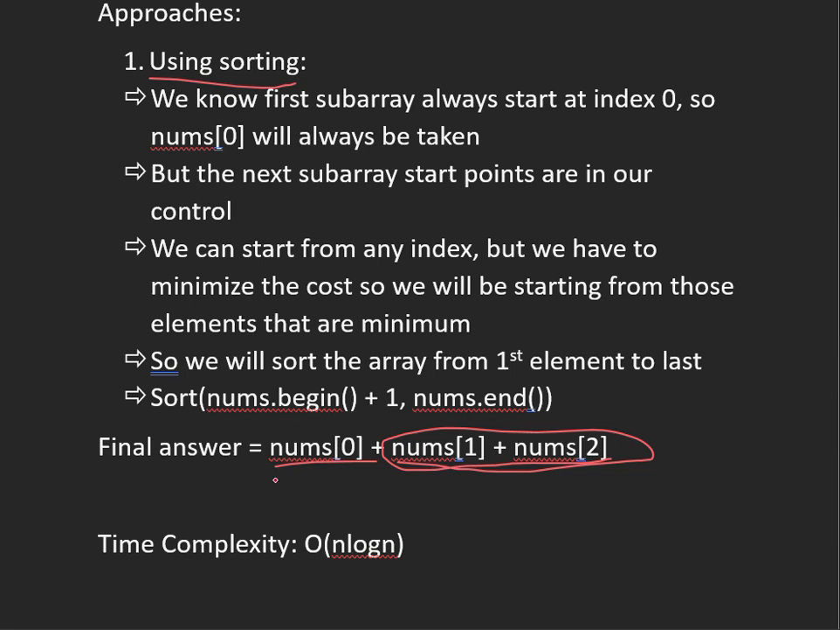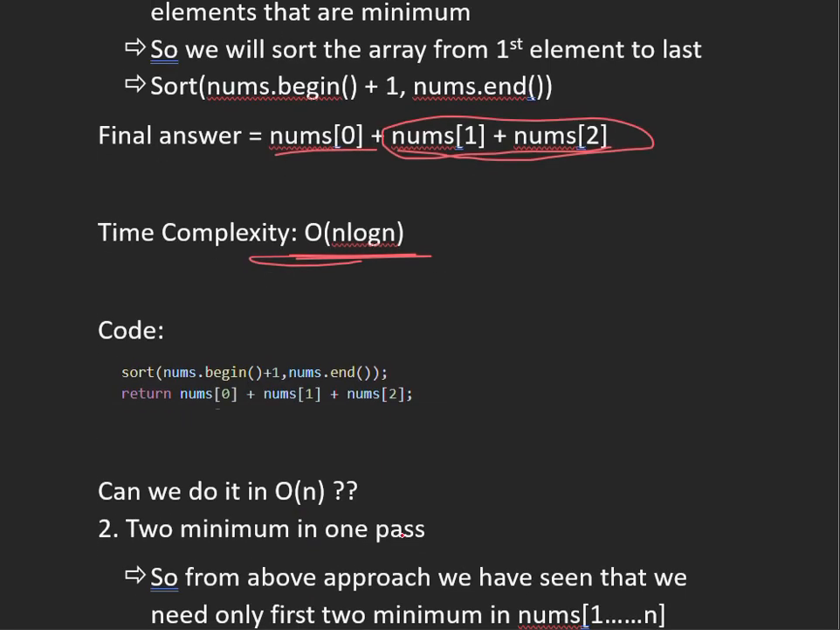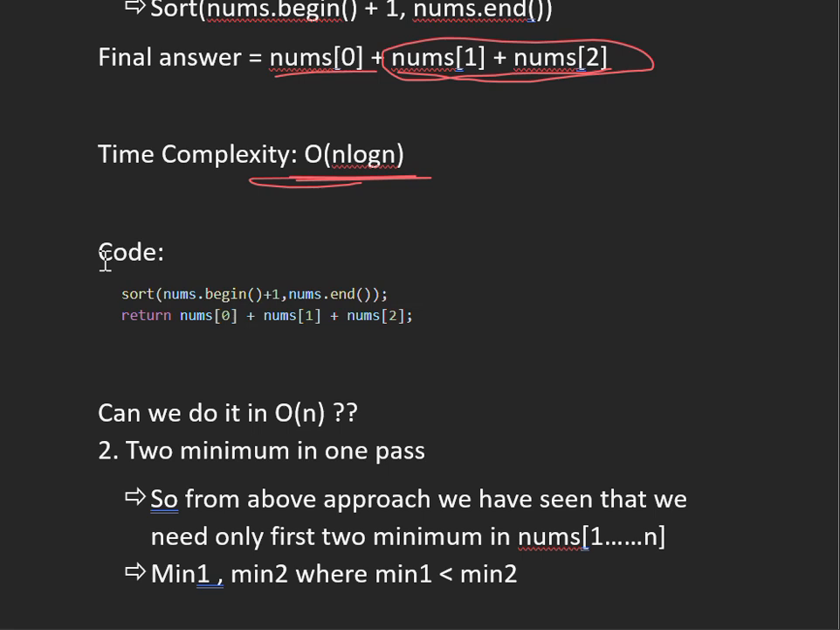What will be the time complexity of this approach? The time complexity is O(n log n), because sorting the array takes O(n log n) time. If you see the code of this one, it's a two line code only. First we sort the array from index 1 to the end, and then return the answer as nums[0] plus nums[1] plus nums[2].